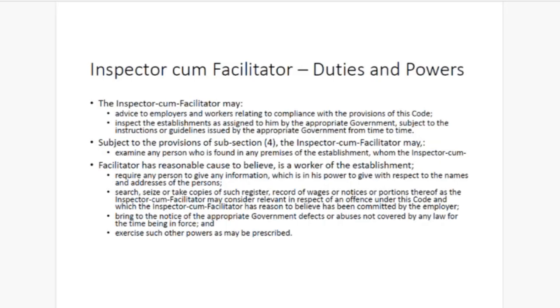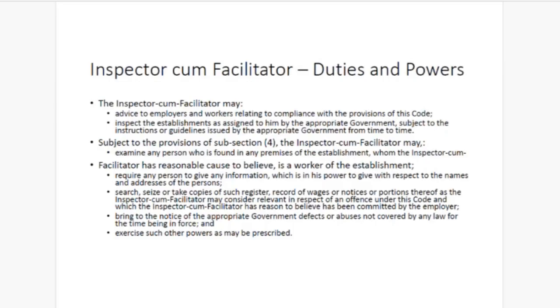Powers of the inspector: he may advise the employer and the workers relating to compliance with the Code. So at regular intervals, he has to give awareness programs to the establishment so that the employers as well as the workers are aware of their duties and their rights under the Code of Wages. He can inspect the establishments under his jurisdiction to see if the provisions are properly followed. He has the right to require any person to give any information which is in his power to give, with respect to the name and address of the person.